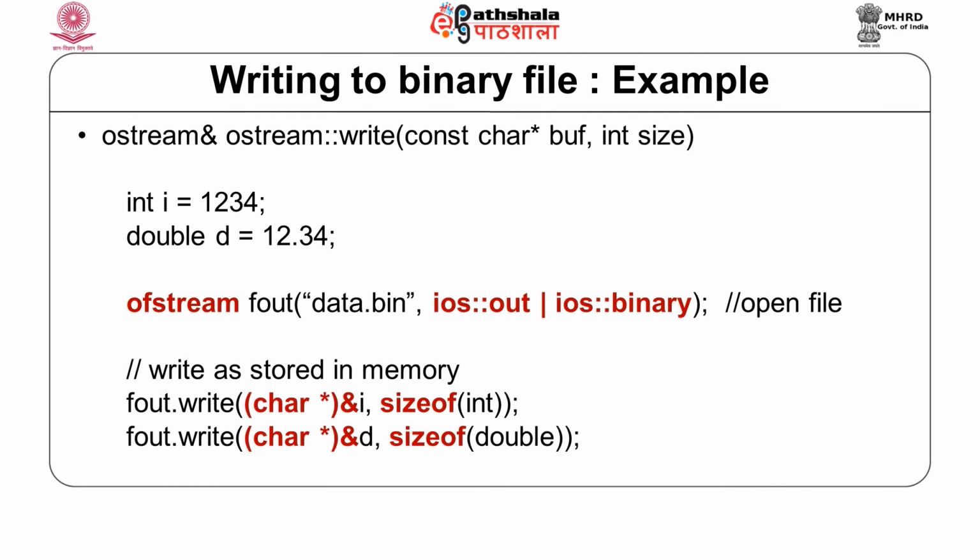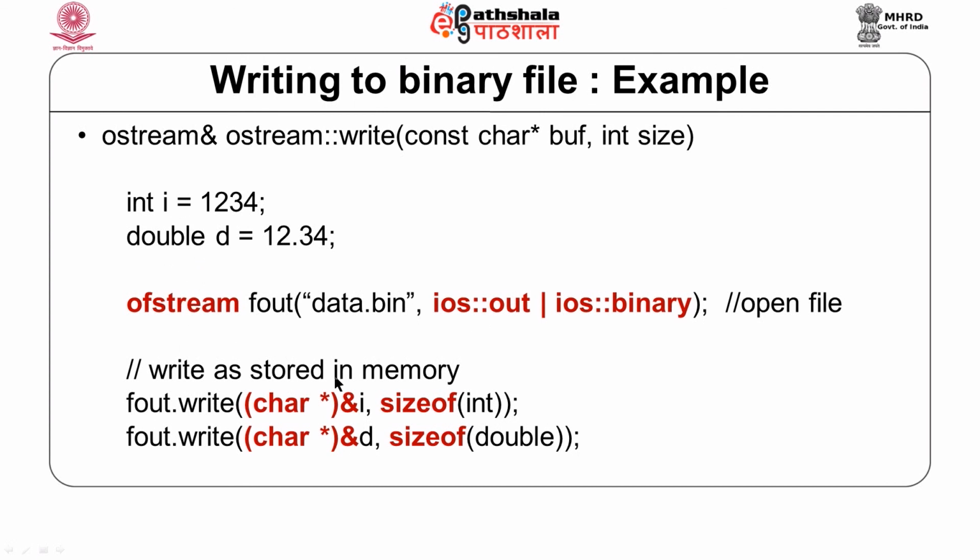So, let us see this example of writing one integer and one double variable. So, here the file is opened in ofstream, the name of the object is fout, the file is data.bin, and see this mode ios::out and binary. That means the file is opened in binary for output purpose, for writing purpose.